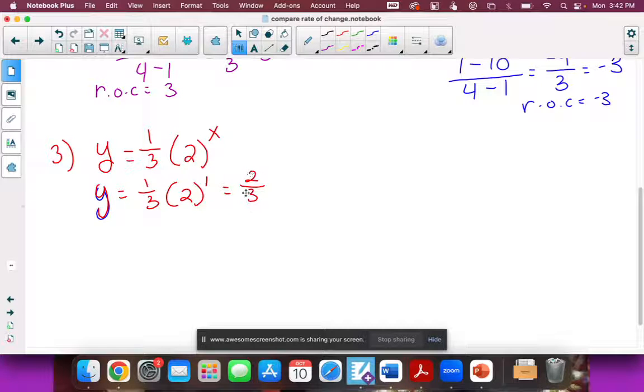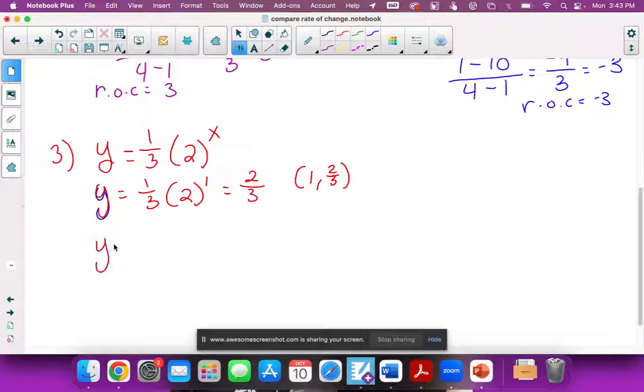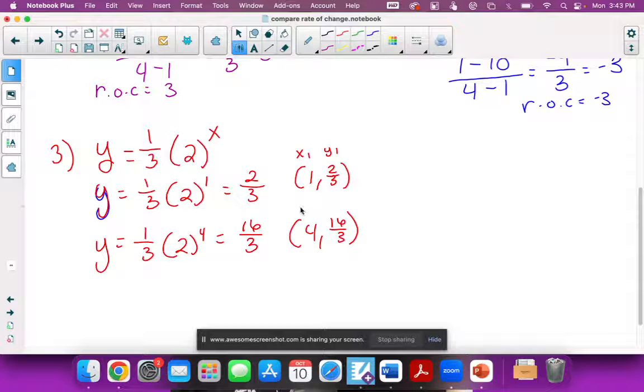And I would prefer if you use the fractions instead of the decimals, only because you're not going to get an exact answer if you're trying to do 0.6 repeating. It just doesn't work. So my first point is (1, 2/3). All right, so the next one, I'm substituting in 4. And that is going to equal 16/3. And again, much prefer if you use the actual fractions. You will get a much better answer when you are done. And your calculator is very capable of doing fractions if you are struggling with that.